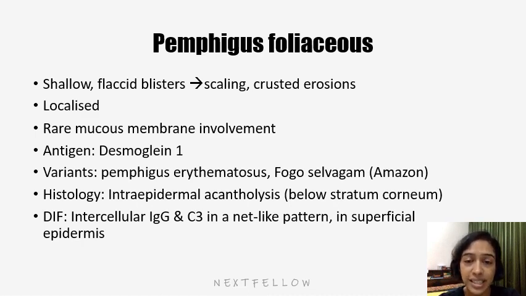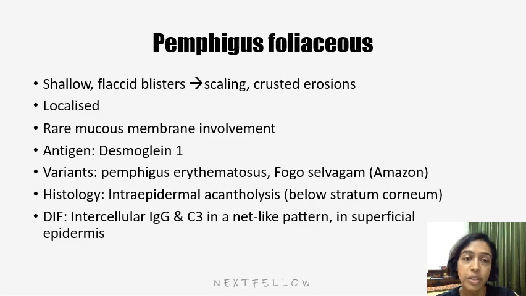It's a localized disease and it's not so severe. So it usually involves head, neck, and the upper torso. And mucous membrane involvement is very rare. So pemphigus foliaceus typically involves only the skin. The antigen is desmoglein 1, which is present on the epidermal cell walls. So the antibodies in pemphigus foliaceus target desmoglein 1, which is interepidermal connections.